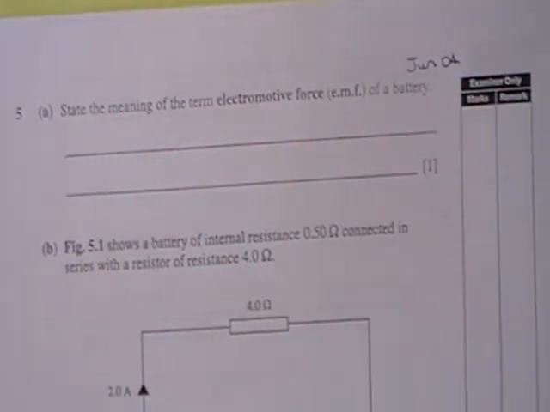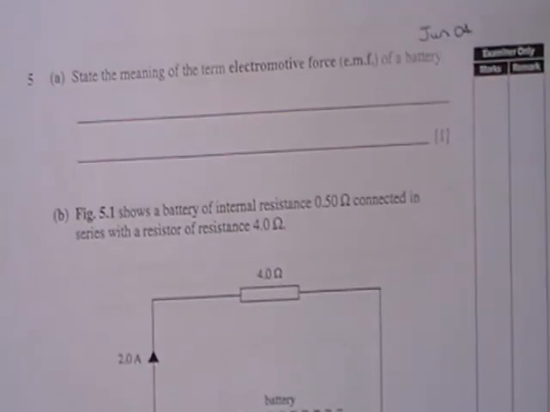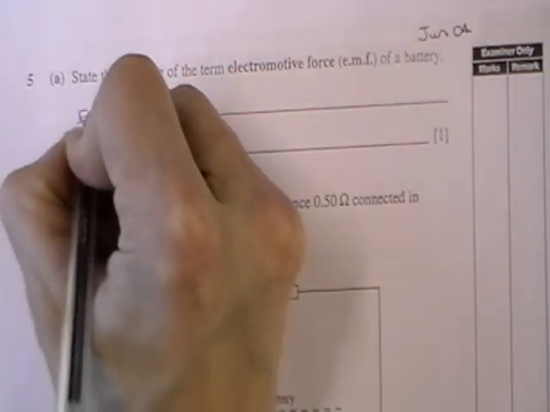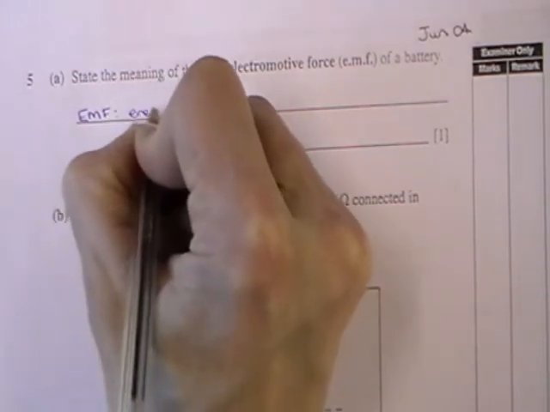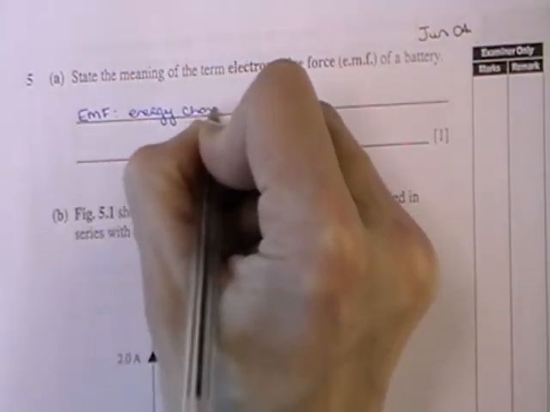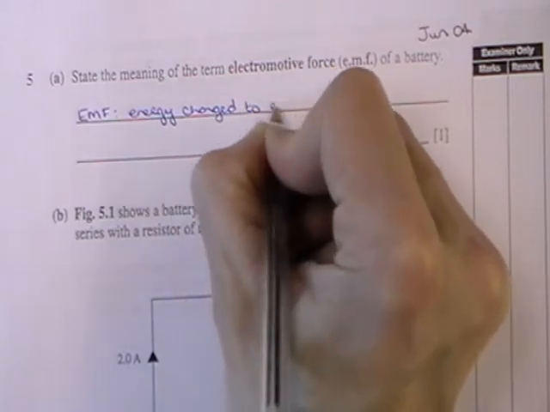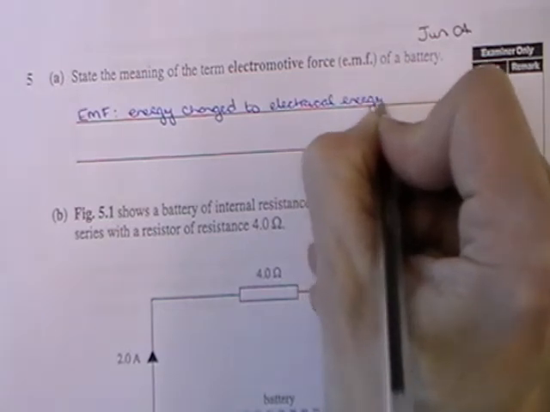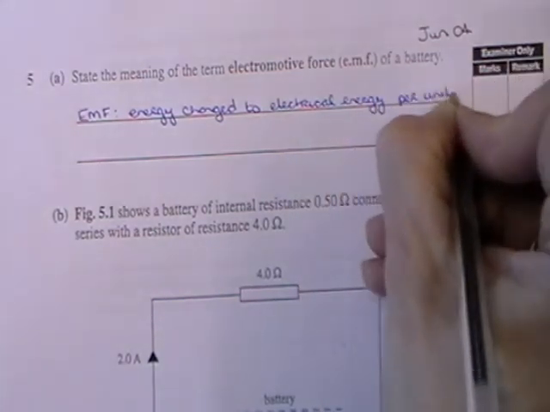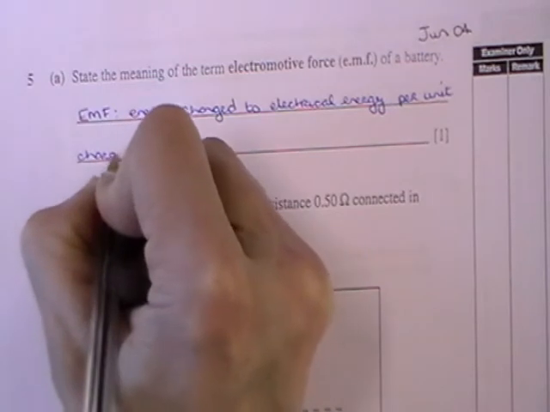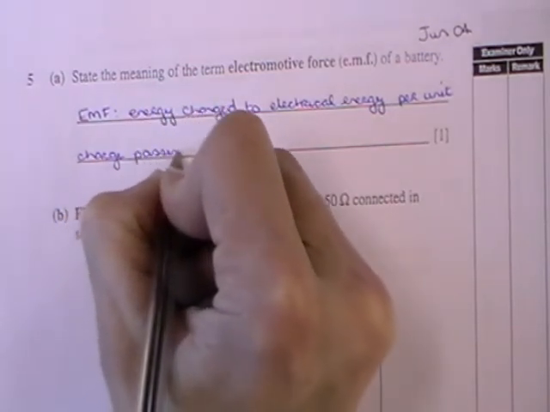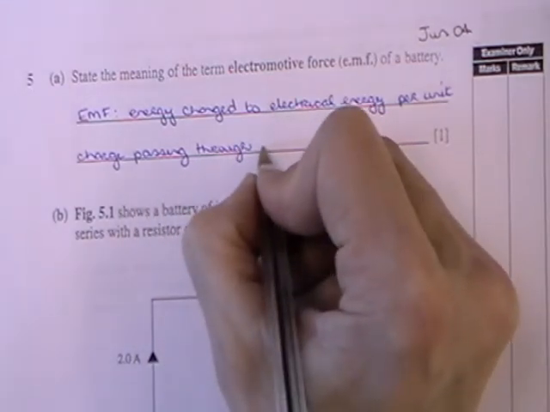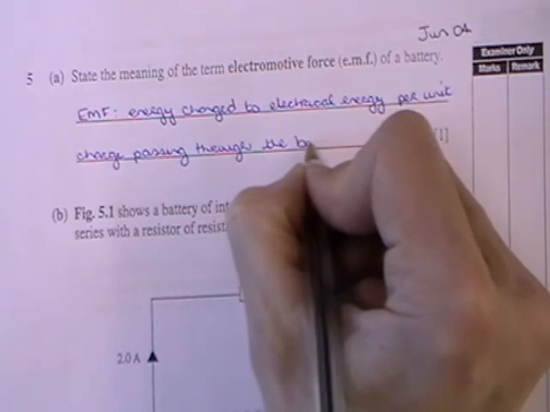Right, here's the question again. June 04, question 5, and here's a question again about stating the meaning of the term EMF. So again, EMF is the energy changed to electrical energy per unit charge passing through the battery or power source.